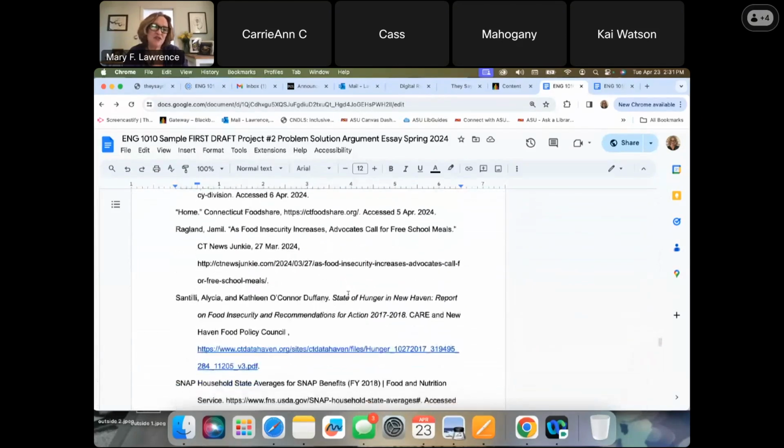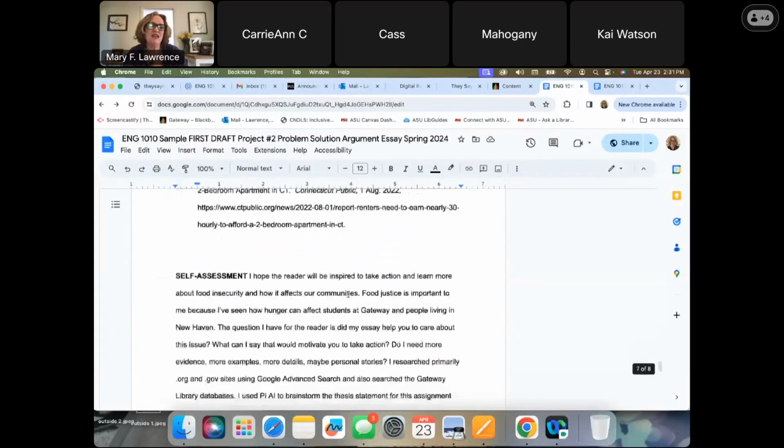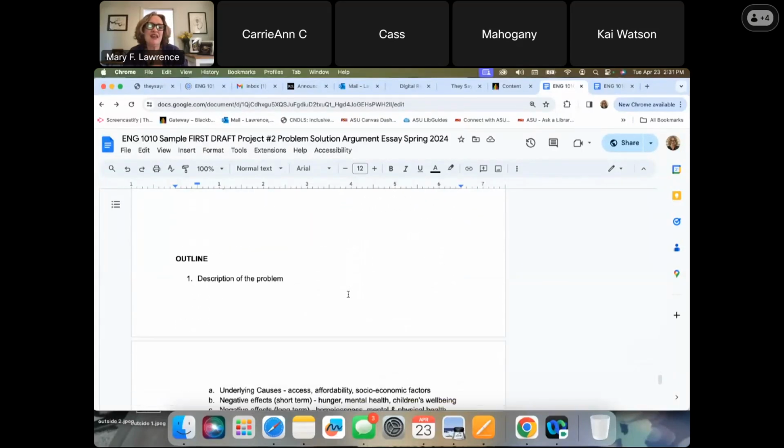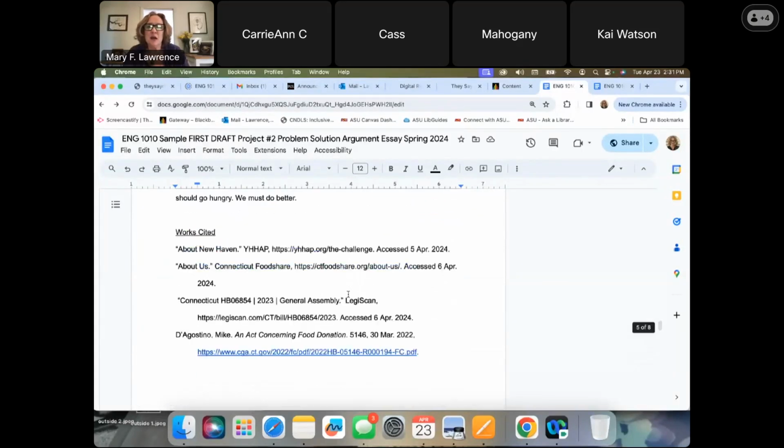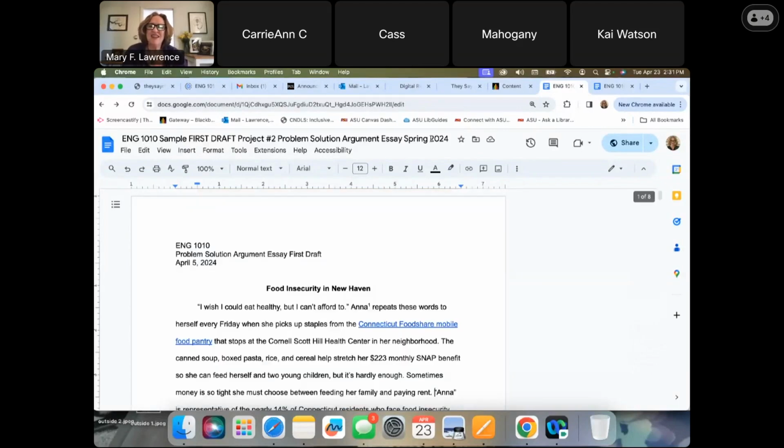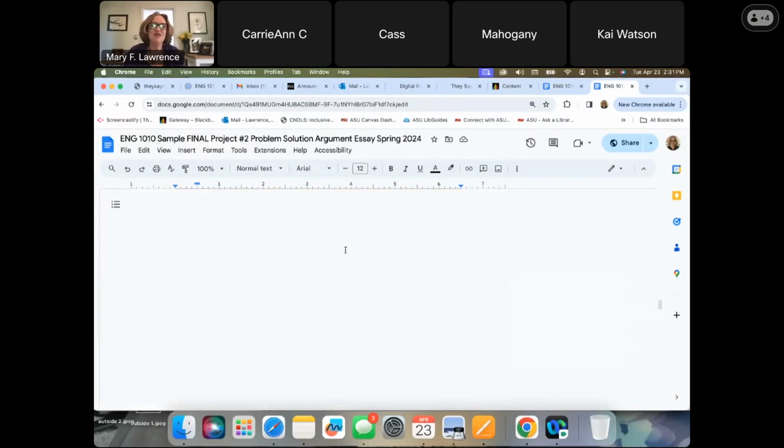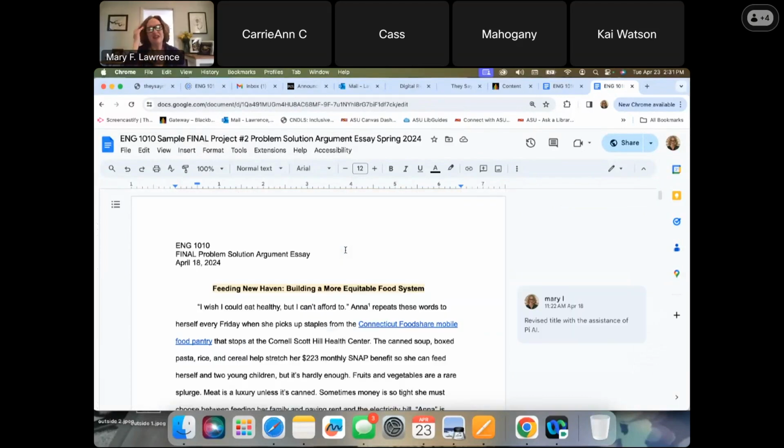So this is what your first draft should have: the works cited page, self-assessment, and your outline. But all of that needs to get revised. So I'll show you, scroll up to the top. Here's my revised essay. In yellow, I made comments highlighting the changes that I made.